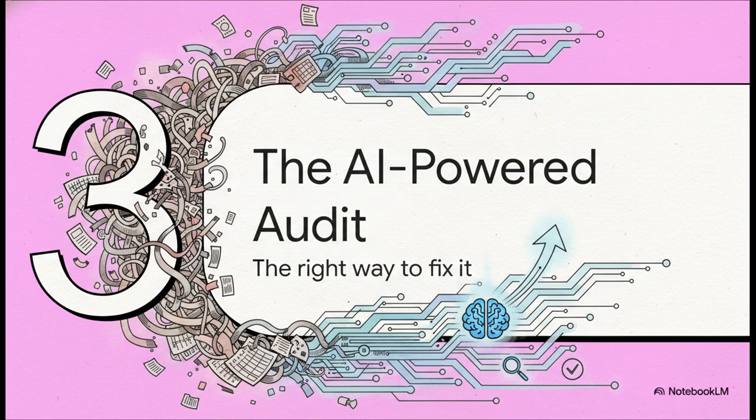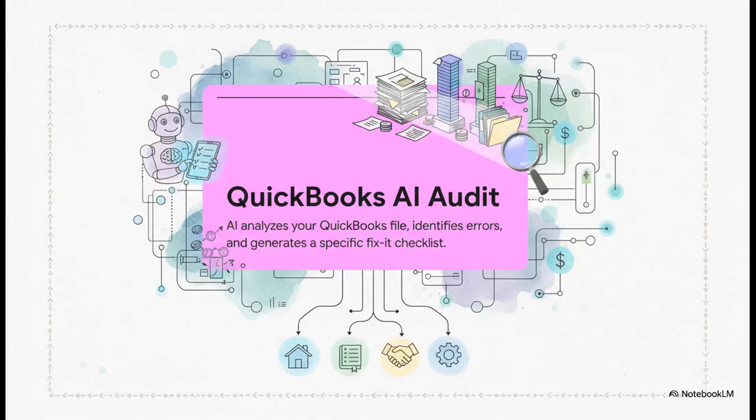Okay, enough about the problem. The good news is there is a modern, systematic way out of this mess. It's called an AI-powered audit, and it's the right way to fix your books once and for all. So what is an AI audit?